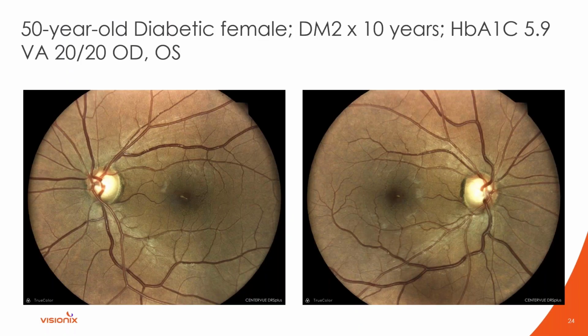Here's another patient. This is a 50-year-old diabetic female. She's been diabetic for 10 years. Her A1C is 5.9 and her vision is normal. We know that the longer the patient has had diabetes, the more prone they are to developing retinopathy. And 10 years is a good amount of time. But her A1C is really good. Her vision is good. Okay, so these are her pictures.